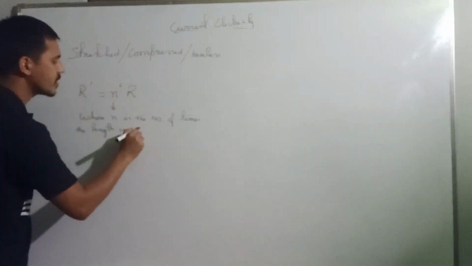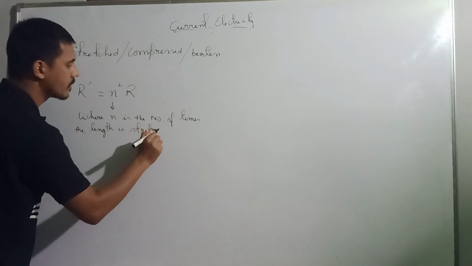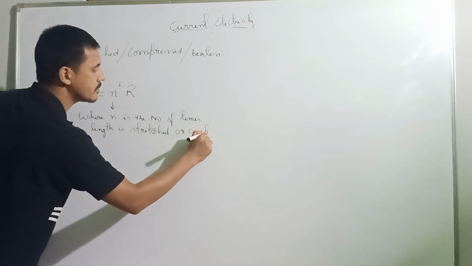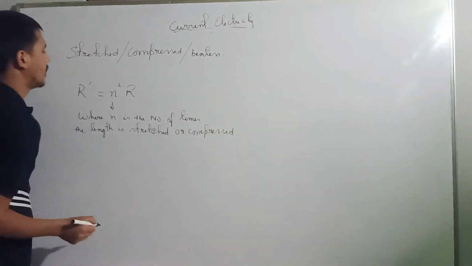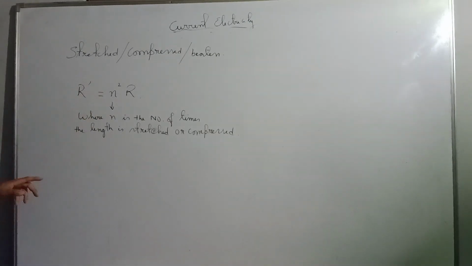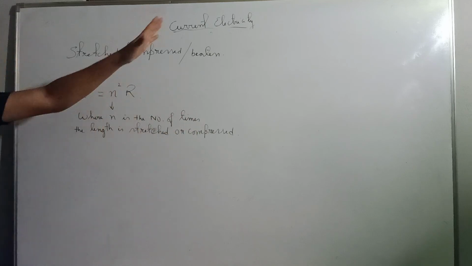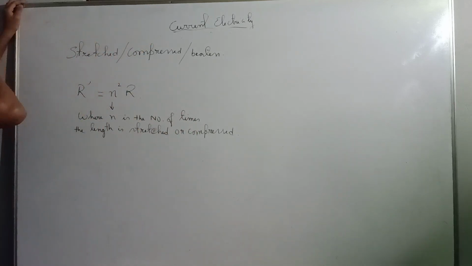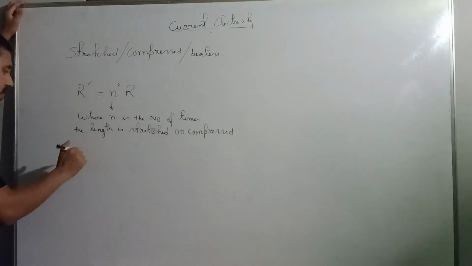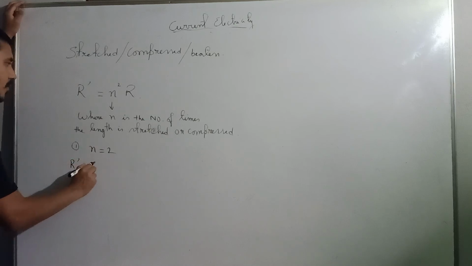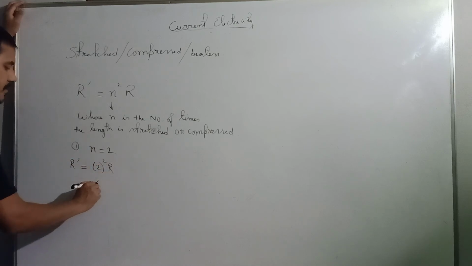the length is stretched or compressed. So here N is the number of times the length of the wire is stretched or compressed. In the previous example, in the first question, you stretch the wire to twice of its original length. Means in that case, your N would be equal to 2. So your new resistance will be 2 square times R, so 4 times R.